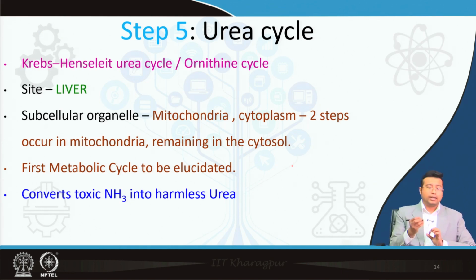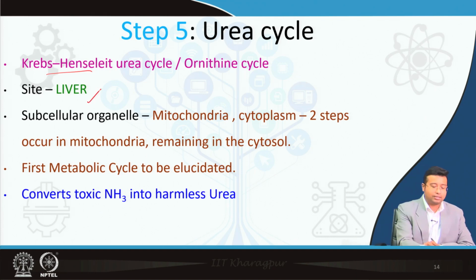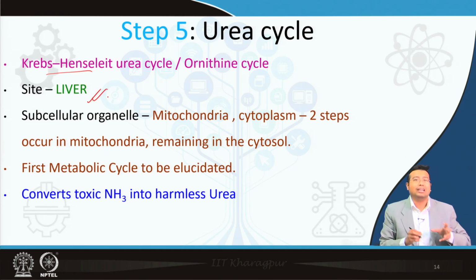Now, the urea cycle is also known as the Krebs-Henseleit cycle after the names of the discoverers Hans Krebs and Kurt Henseleit. It is also known as the ornithine cycle, because if you see, the first member of the cycle is actually ornithine, so it is colloquially known as the ornithine cycle. Of course, the site is the liver, because one of the key enzymes, arginase, is mainly present in the liver.